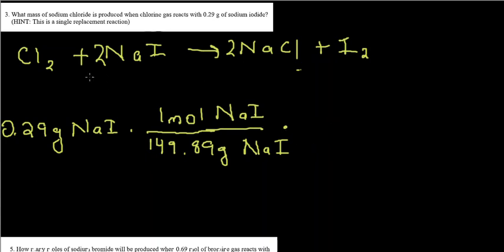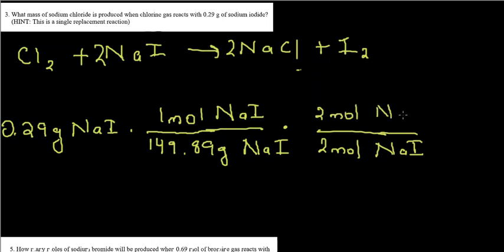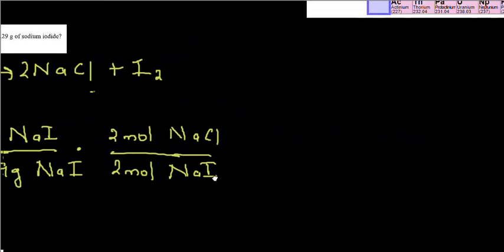Alright, and now we can use stoichiometry. 2 moles of sodium iodide is equal to 2 moles of sodium chloride. Why did I do that? Well, because we're trying to find sodium chloride and we're given sodium iodide. And look, what's the mass of sodium chloride? And I'm assuming they're asking in terms of grams.